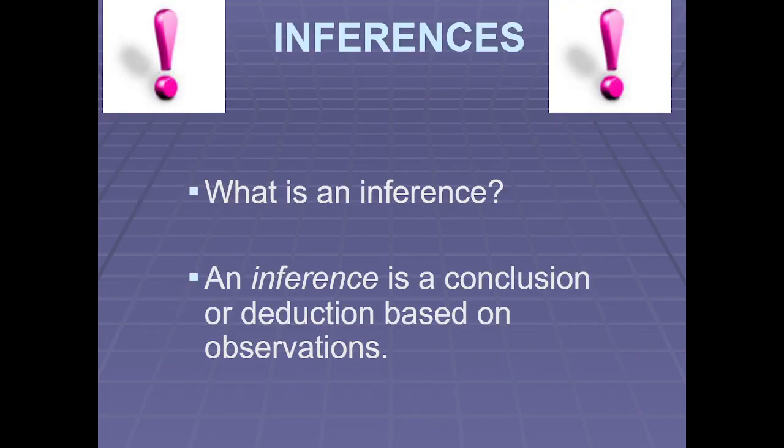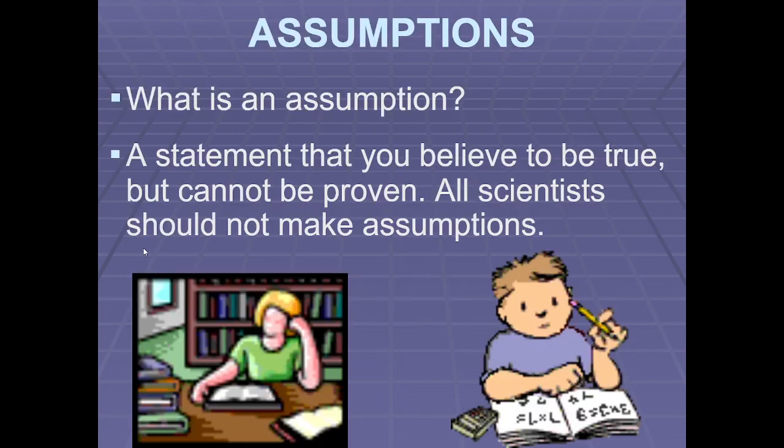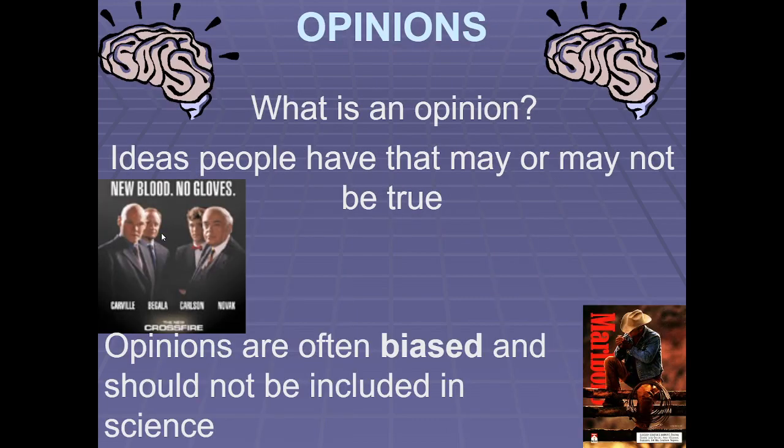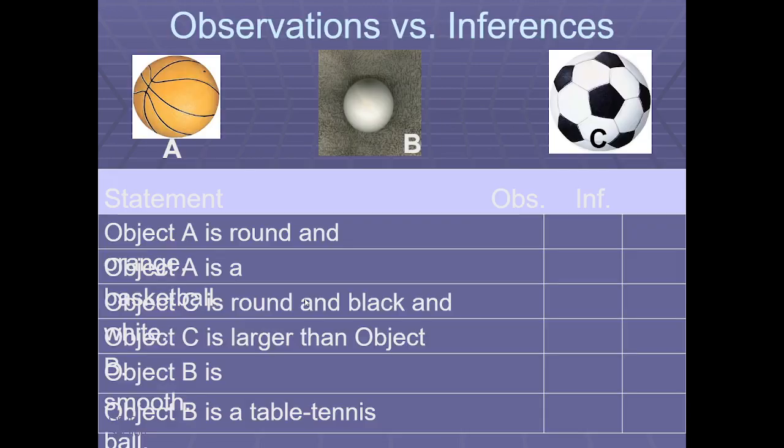An inference. What is an inference? An inference is a conclusion or deduction based on observations. Assumptions. What is an assumption? A statement that you believe to be true but cannot be proven. All scientists should not make assumptions. And opinions. What is an opinion? Ideas people have that may or may not be true. Opinions are often biased and should not be included in science.